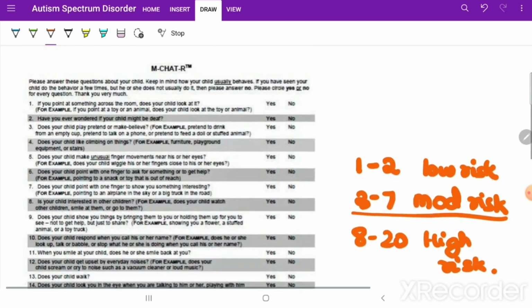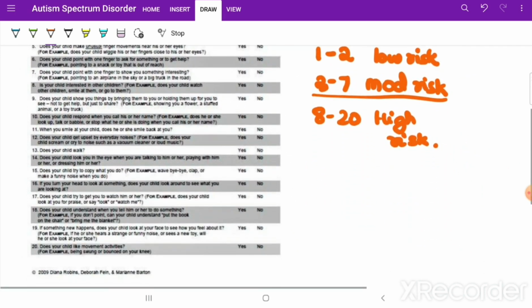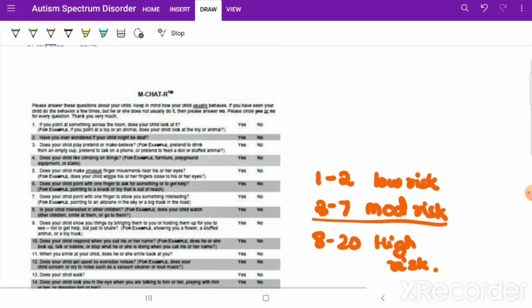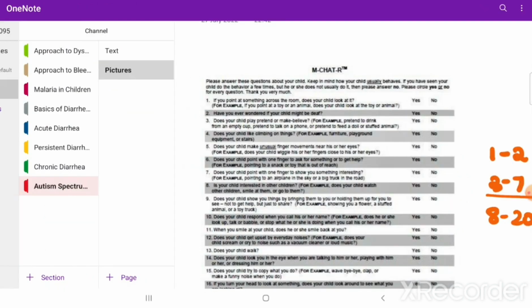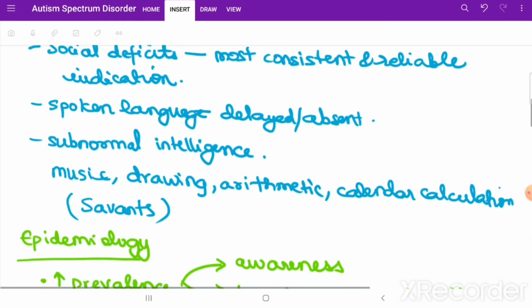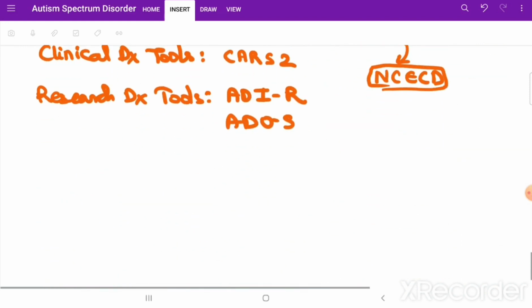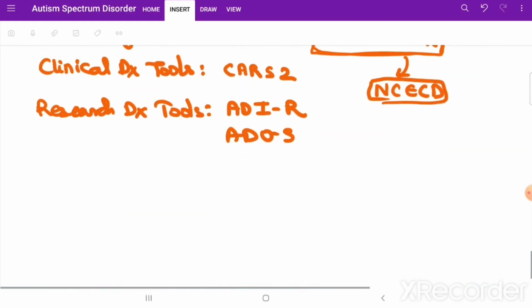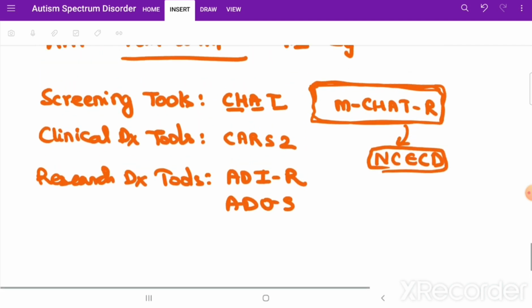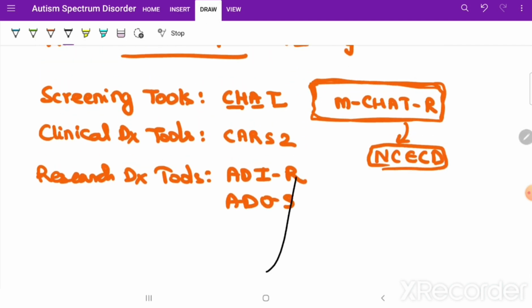Okay, so this is about the M-CHAT-R scoring tool, which is a very good, easy tool which you can use handily, very easily in your OP to assess the risk of ASD. Coming to the next part of the discussion, I told you about the tools, right? Next we will discuss a little about the differential diagnosis.